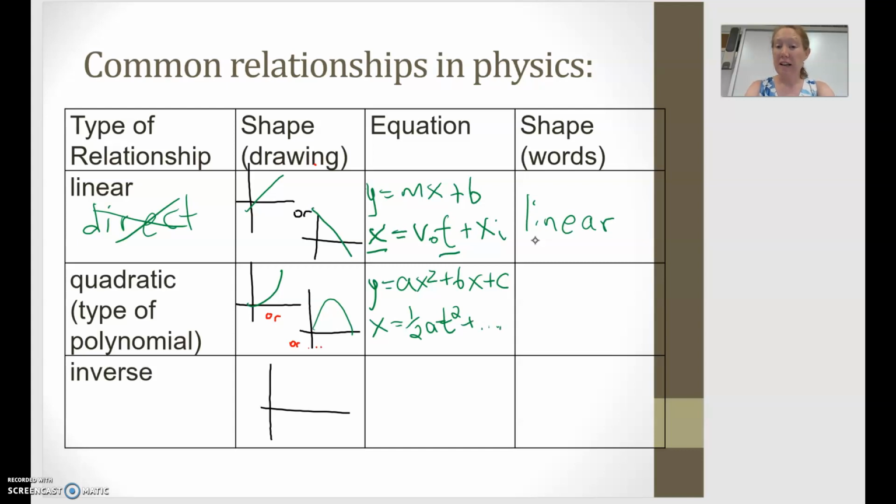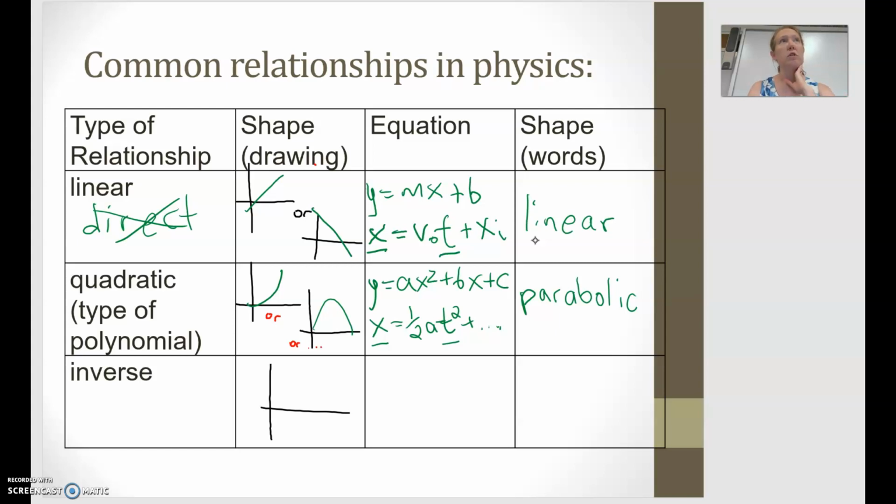Well, I can tell here, if I ask you the relationship between x and t, and a is just a number, then it's a quadratic relationship because x is on the left-hand side, t is on the right-hand side, and t is squared. So it's just like the relationship between y and x in the equation above. And the name for this shape is parabolic, or it is a parabola. And then the third most common one is inverse.